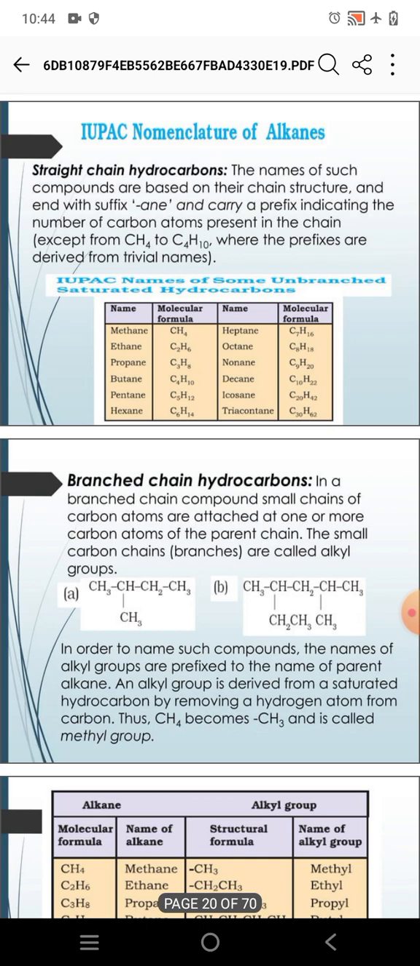The names of such compounds are based on their chain structures, with the suffix "ane", and carry a prefix indicating the number of carbon atoms present in the chain, except from CH4 to C4H10, where the prefixes are derived from the trivial names. IUPAC names of some unbranched saturated hydrocarbons.